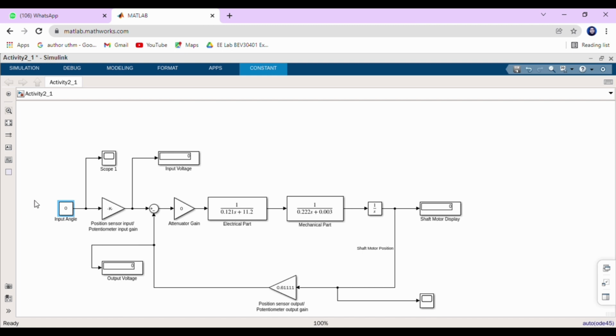Okay, next, we need to set input angle to 5, 10 and 360, positive for potentiometer clockwise and negative for anti-clockwise. Okay, so the input angle 5, and the attenuator gain is 1 based on the table given in the question.